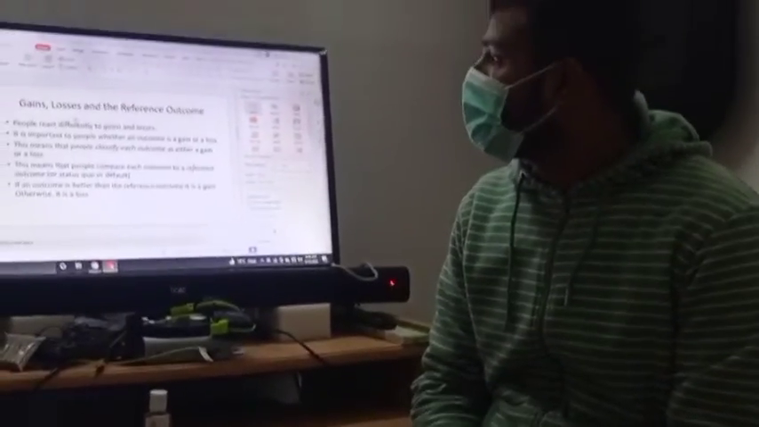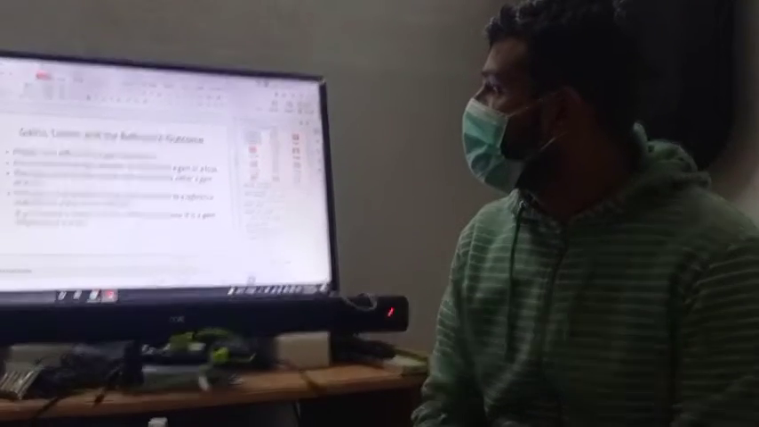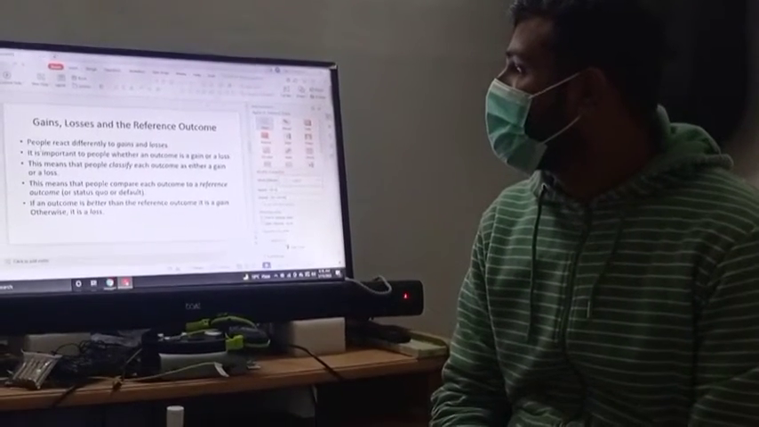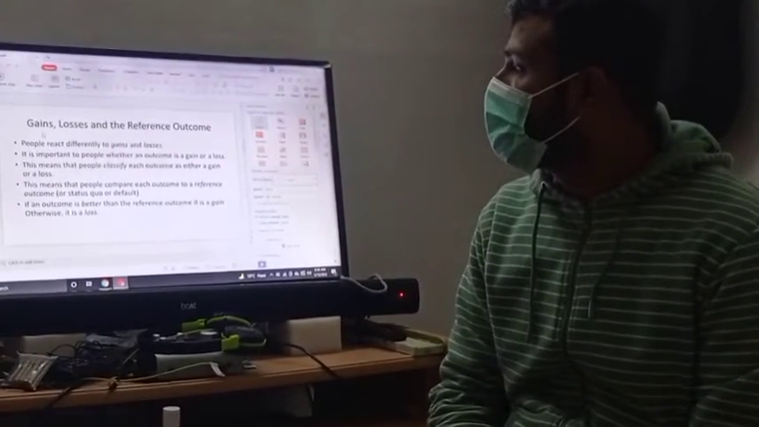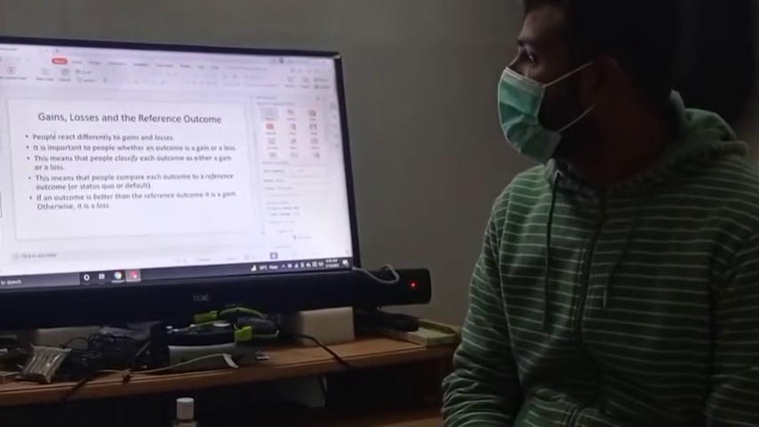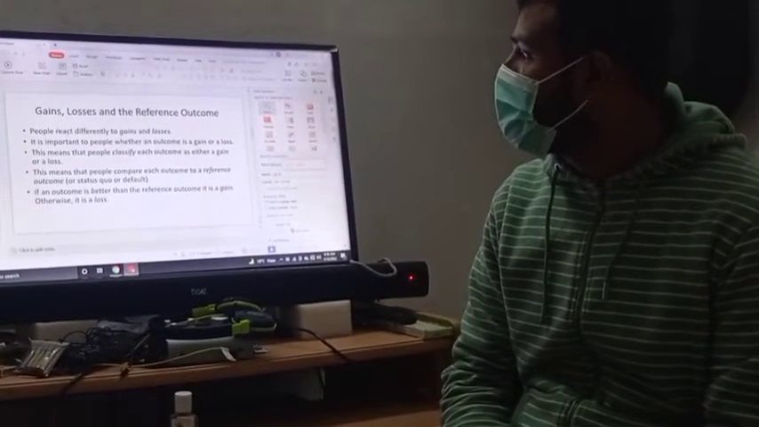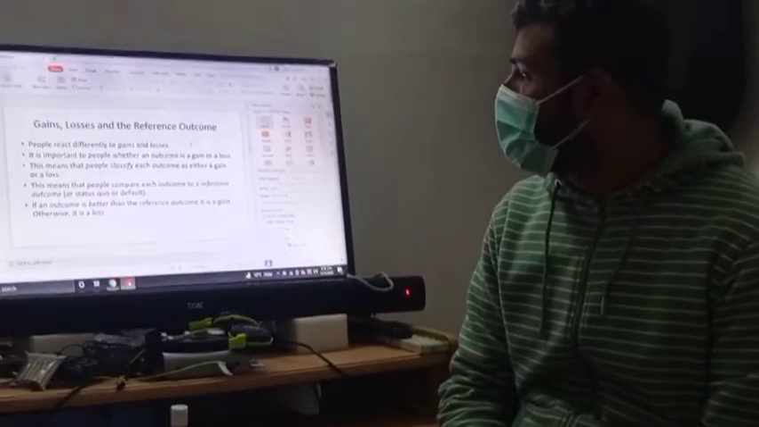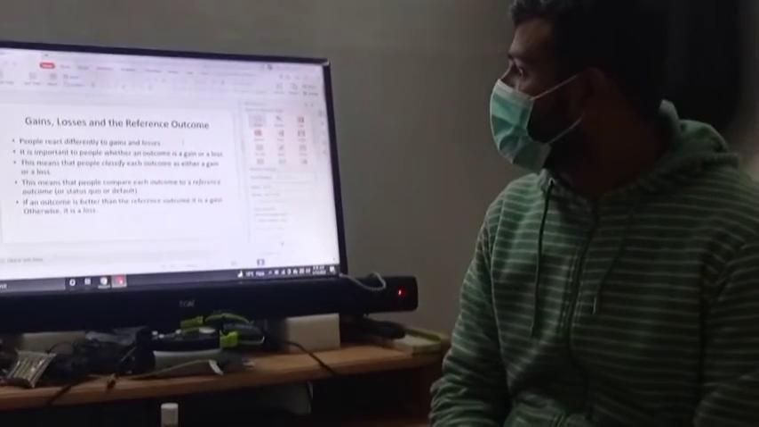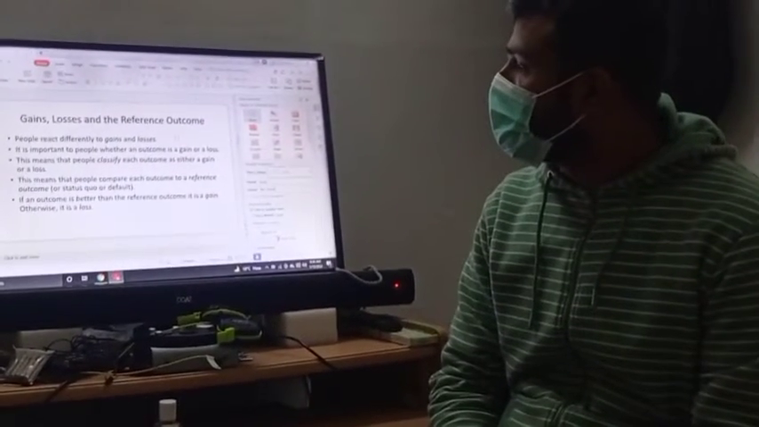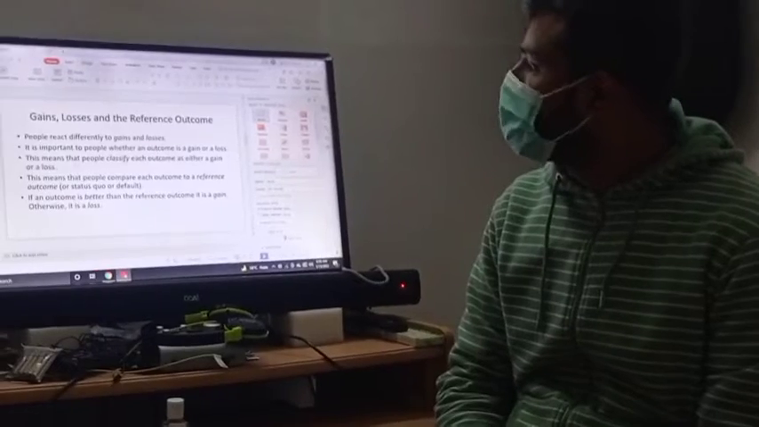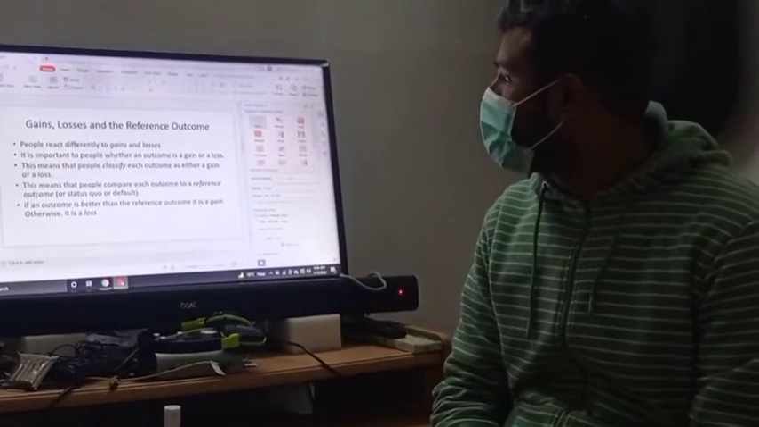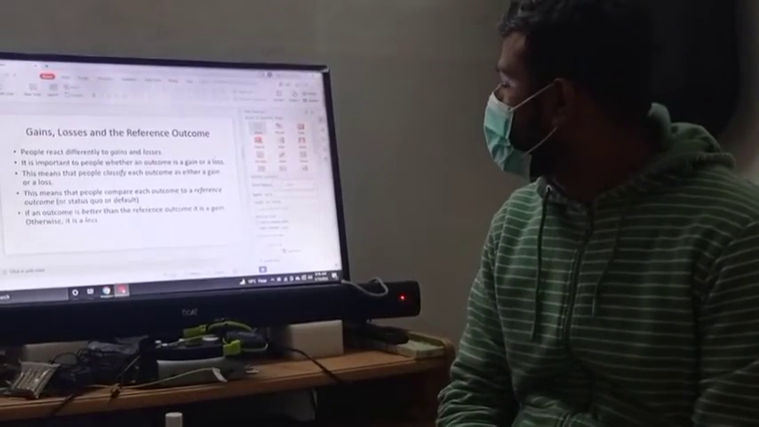Gains, losses, and the reference outcome. Human beings are unique in nature. Every human being is different from the next one. So it's a known fact that people react differently to gains and losses, just as people react differently to different stimuli. It is important to people whether an outcome is a gain or loss, definitely.